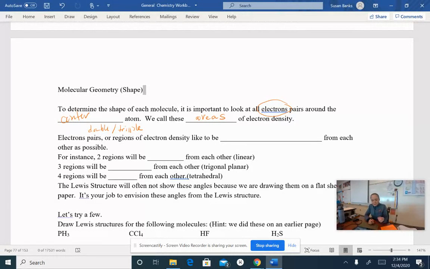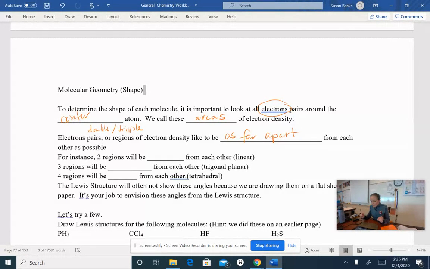So electron areas, or regions of electron density, like to be as far apart from each other as possible. I want you to think of electrons as negative, because they are. What happens when you put two negative ends of a magnet together? They repel. So just like electrons, negatives next to negatives, they're going to repel. So they want to be as far away from each other as possible.